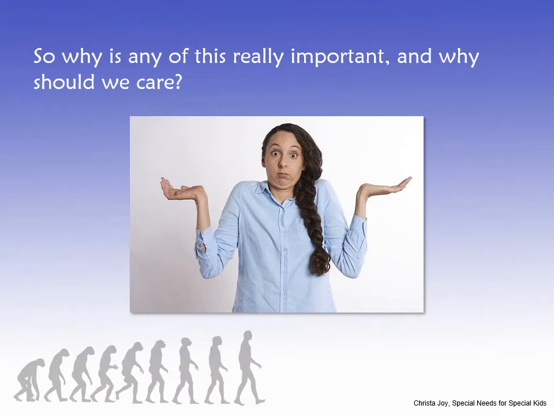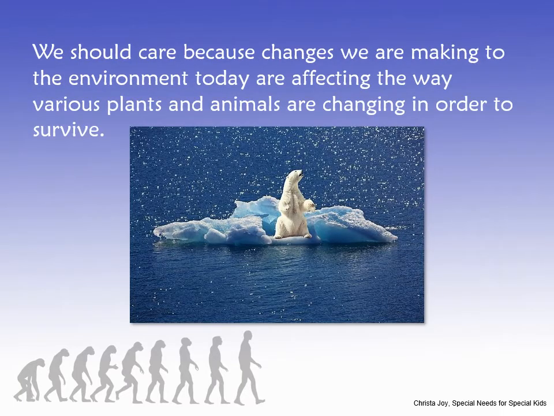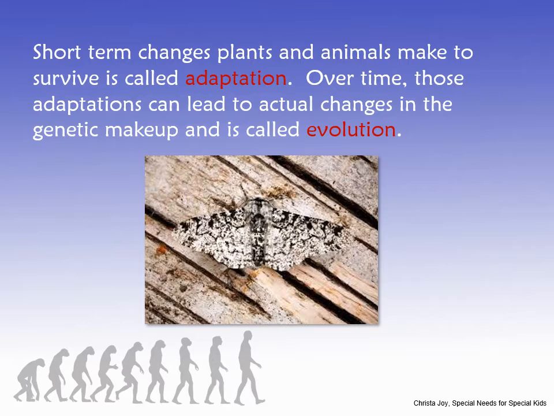So why is any of this really important, and why should we care? We should care because changes we are making to the environment today are affecting the way various plants and animals are changing in order to survive. Short-term changes plants and animals make to survive is called adaptation. Over time, those adaptations can lead to actual changes in the genetic makeup and is called evolution.